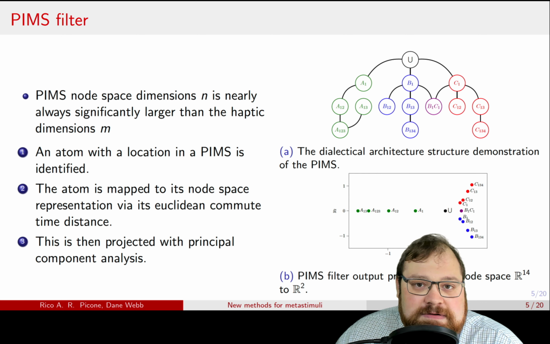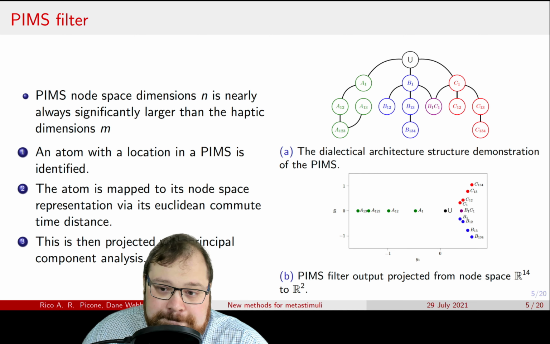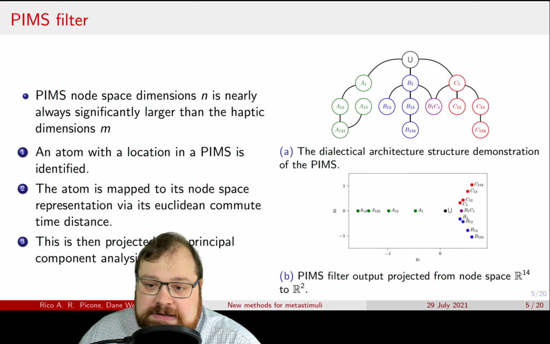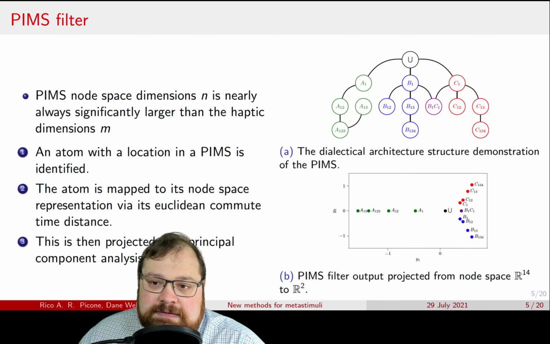The PIMS filter works like this. First, an atom with a location in a PIMS is identified. The atom is mapped to its node space representation via its Euclidean commute time distance. This is then projected with principal component analysis. Figure A is a demonstration of a PIMS in a dialectical architecture structure. And then figure B shows the PCA projection of that structure, where we see 3 distinct branches in both, and then there is a shared B1C1 node.